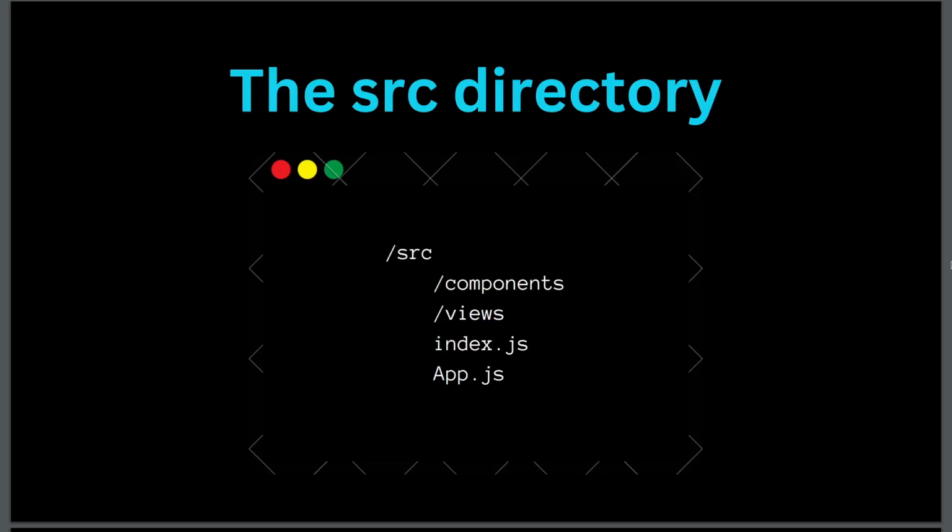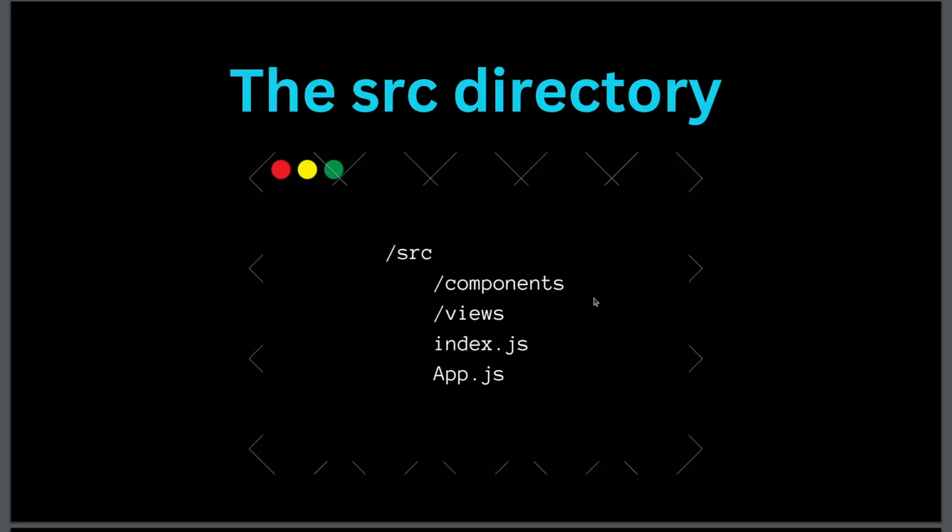So let's start with the src directory. This is the directory that's going to contain all of your React components, and you can see here that under the source directory we have a directory for components, a directory for views, then we have index.js and app.js. Index.js is just the file that renders your entire application. App.js is the top level component of your entire app. But you may be a little confused about the difference between components and views because both contain component files.